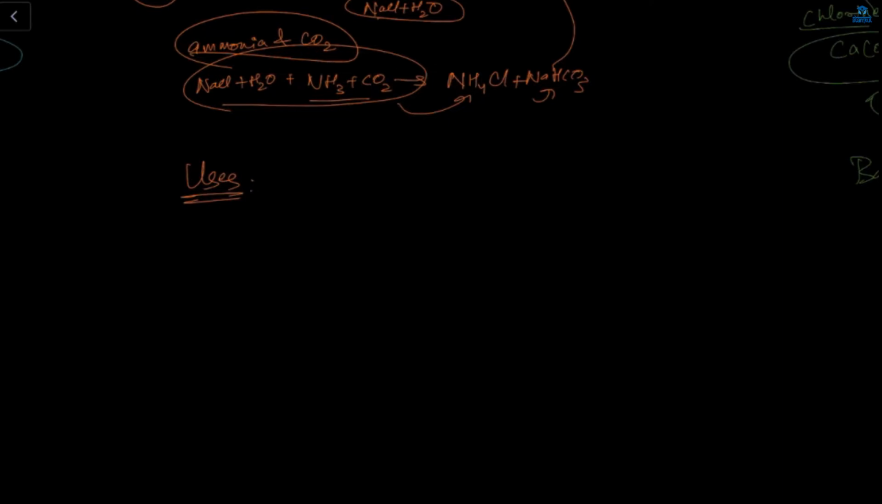Any idea what the uses of this baking soda are? Come on. It's used in preparation of food. It is used to cure acidity. Acidity, yes. It's used as an antacid to treat acidity of our stomach, right? To treat acidity of our stomach.